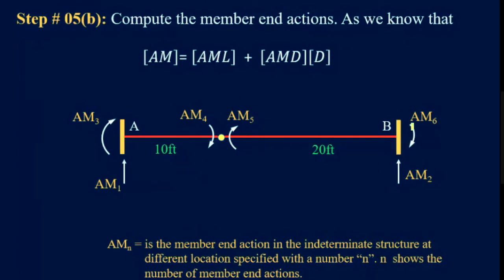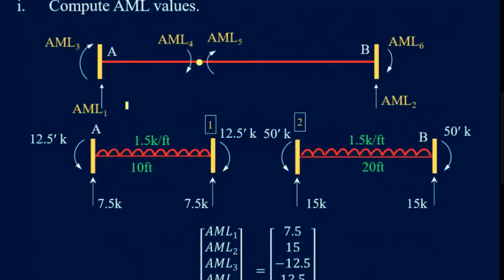Now you need to select your AM1 values, AM2, AM3, AM4, AM5, and up to AM6. Now corresponding to these values, you pick the values of AML1, AML2, AML3. Now you know from where these values are coming. You have applied this load on your restrained structure, and you are finding these fixed-end reactions corresponding to your AM1, AM2 up to AM6 values. This becomes our AML matrix.